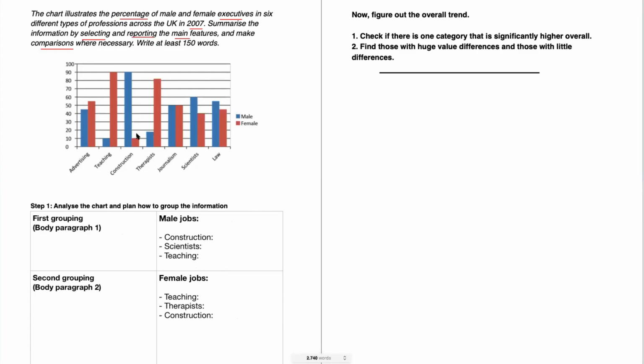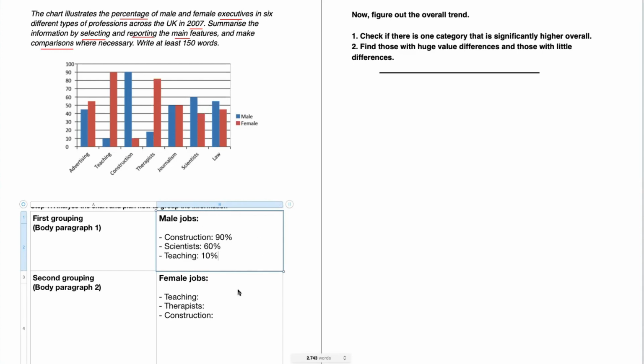So if we look, for example, at construction, we've got 90% of males in that sector. So I'm going to write 90% here. Scientists was also quite high compared to everything else. It was the second highest, so I'm going to include that at 60%. And now you'll see that I've included teaching. That's because it is the lowest. So I've got about 10% here. We could also say 1 in 10, which we'll look at in our essay, but I've got 10%. So note that I've included the 2 highest and the lowest.